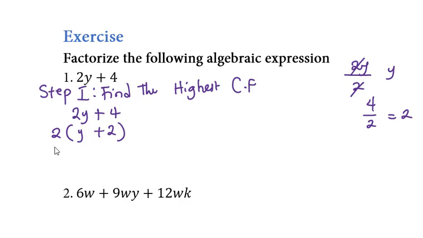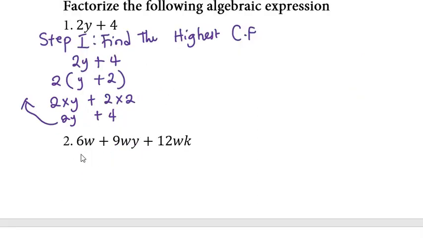Now look at how you check if you solved correctly. If you use this number here to multiply this, it should give you back the original expression. So let's check: 2 multiplied by y plus 2 multiplied by 2, now we are expanding. 2 multiplied by y is 2y, and 2 multiplied by 2 is 4. So it gave us back the original expression, which means we solved correctly. Let's go for the next question.